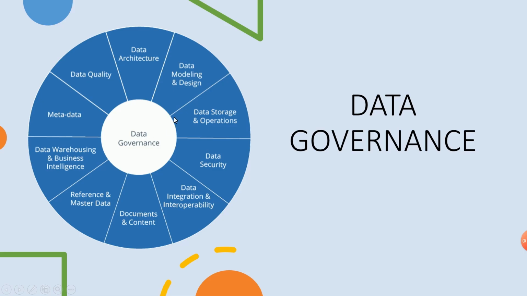So data governance covers all these aspects. One is data architecture, data quality, metadata, data warehousing and business intelligence, reference and master data, documents and content, data integration and interoperability. Next, data security, data storage and operations, data modeling and design. So these are the various components of data governance.